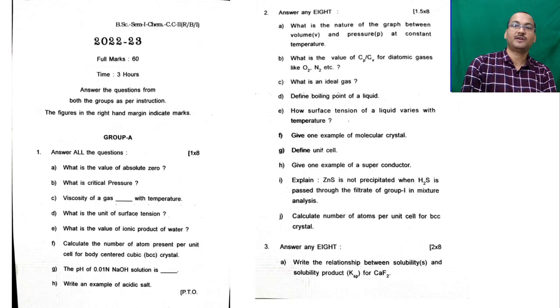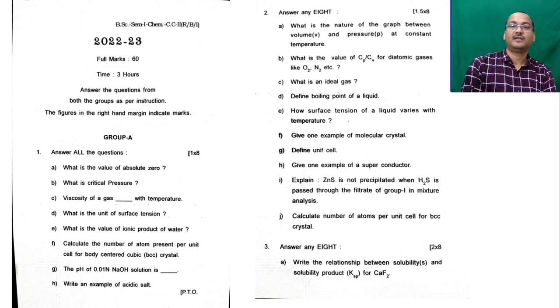What is the nature of the graph between volume and pressure at constant temperature? What is the value of Cp by Cv for diatomic gases like O2, N2, etc.? What is an ideal gas? Define boiling point of a liquid. How surface tension of a liquid varies with temperature. Give one example of molecular crystal. Define unit cell. Give one example of a superconductor.